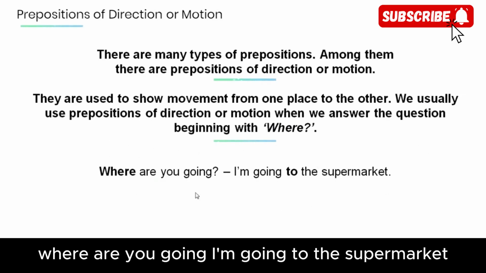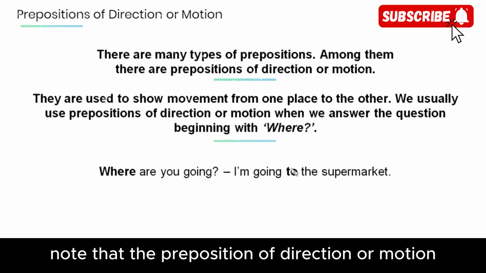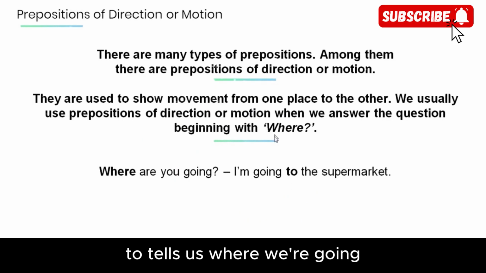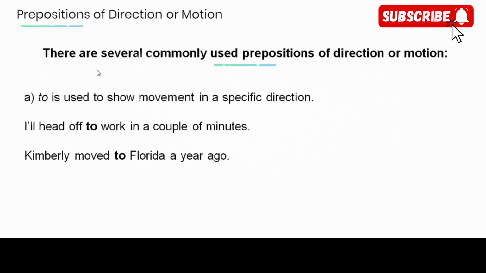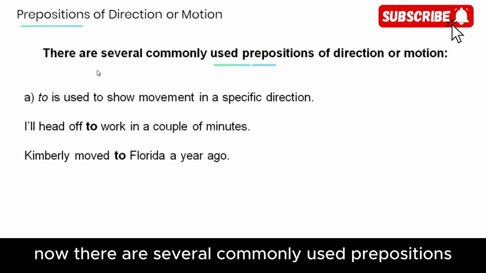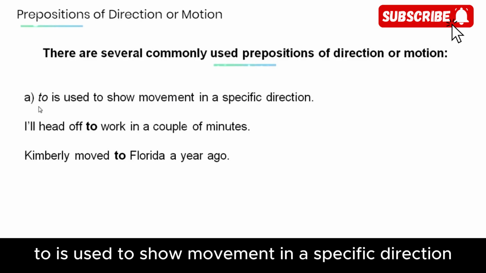Where are you going? I'm going to the supermarket. Note that the preposition of direction or motion to tells us where we're going. The supermarket. Now there are several commonly used prepositions of direction or motion. A. To. To is used to show movement in a specific direction.